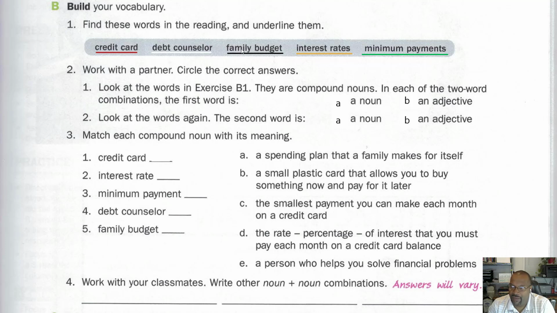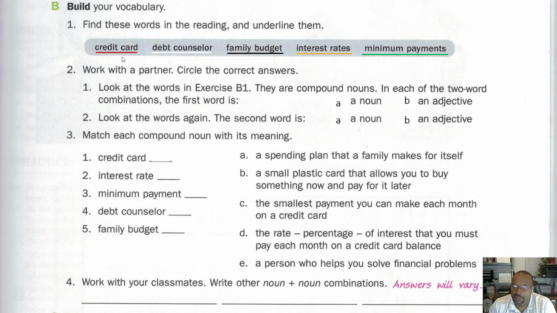The next word is family budget. Family budget. The next word is interest rates. Interest rates. And then the last one is minimum payments. Minimum payments. Okay? So, find these words in the reading and underline them.